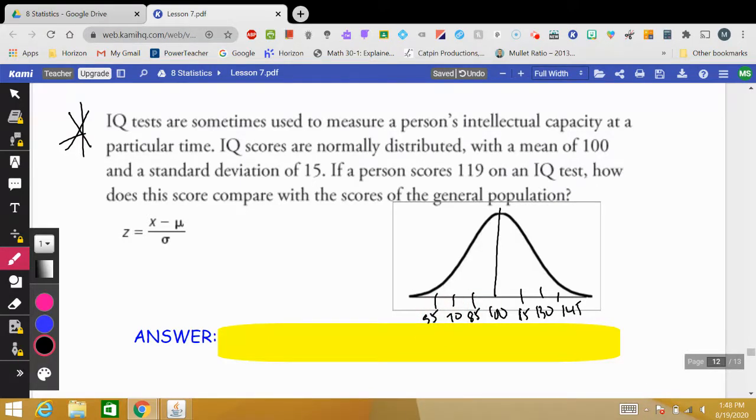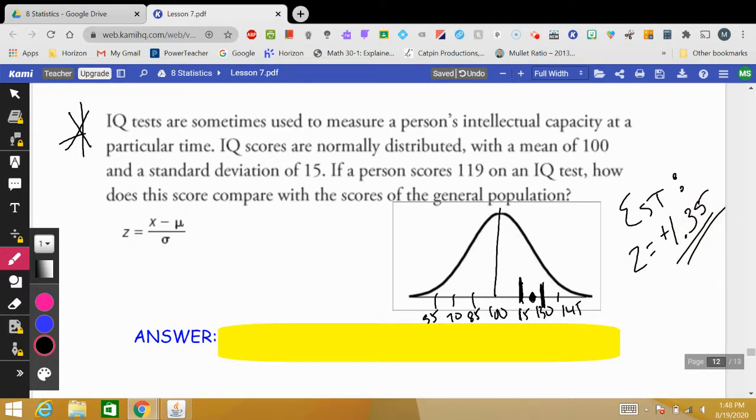Okay? If a person scores 119, so 119 is right there, how does this compare with the scores of the general population? So right now, we can actually estimate their Z-score. So right now, 115 would have a Z-score of 1, 130 would have a Z-score of 2. So 119 is going to have a Z-score somewhere between 1 and 2. So I'm going to estimate 1.35, just as an estimate.